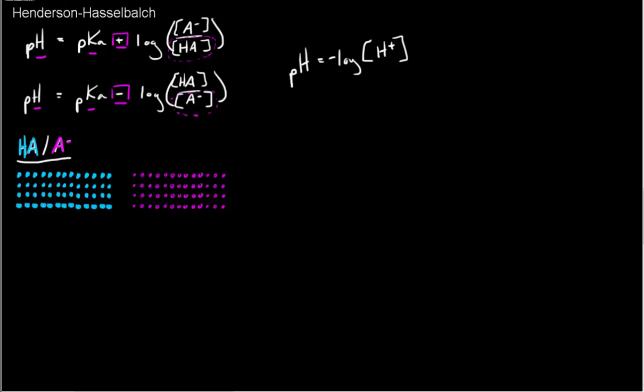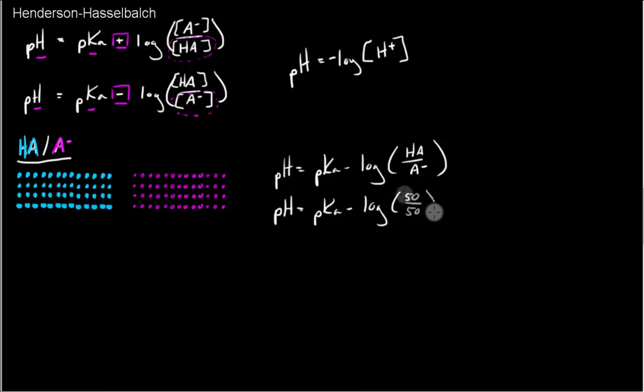So let's copy and paste the Henderson-Hasselbalch equation and try to figure this out. In this case, we've already said that HA and A minus is going to be a 50-50 mix. So we can say pH is equal to pKa minus log of 50-50. And 50-50 reduces to 1, and the log of 1 is 0. So this whole term ends up going to 0.